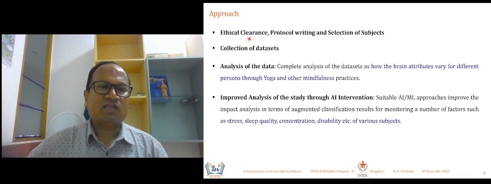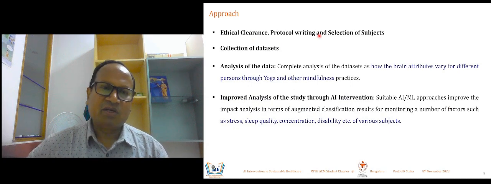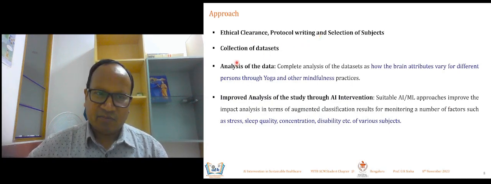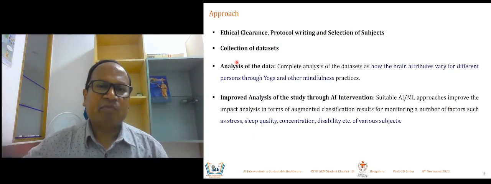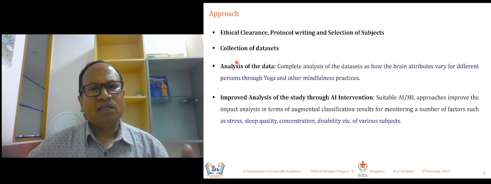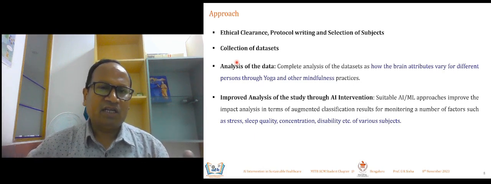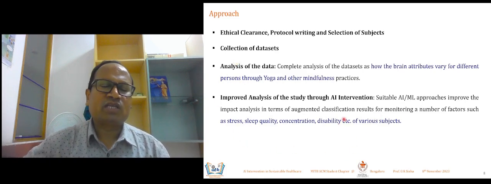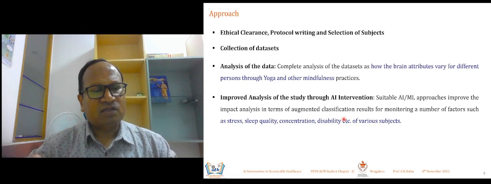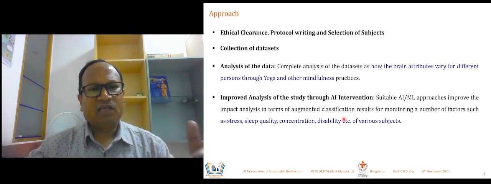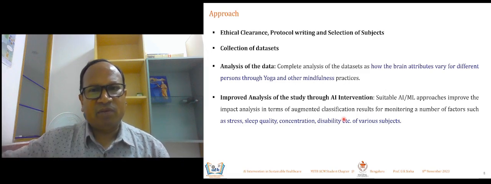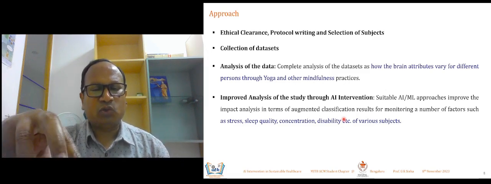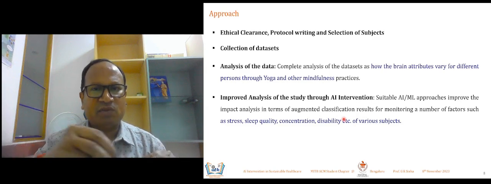Generally, the approach starts with ethical clearance, protocol writing, selection of subjects, hiring of subjects, collection of data set. Then we analyze the data with the help of different brain attributes, brain signals. EEG we capture currently, and EEG can be decomposed into alpha, beta, gamma, theta, and delta. And again, from those waves, we can extract the features that can be used to analyze. And then we use the AI/ML models to classify whether some persons are meditators, others are non-meditators. If persons are meditators, how long they have been meditating, and what is the impact of meditation and yoga with respect to time, with respect to age, with respect to gender.